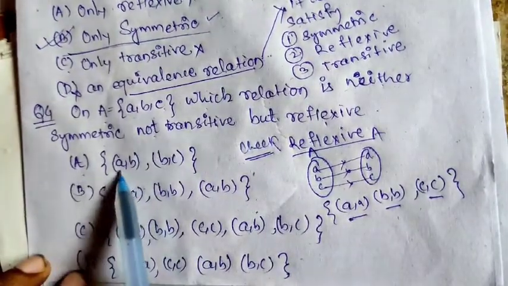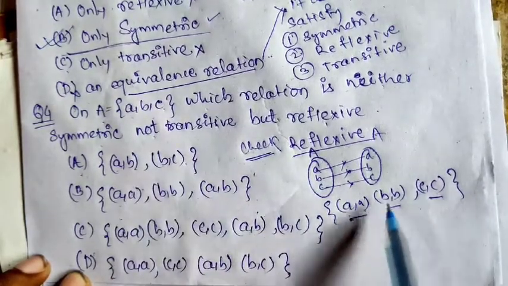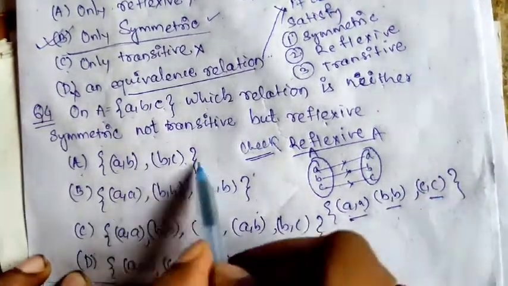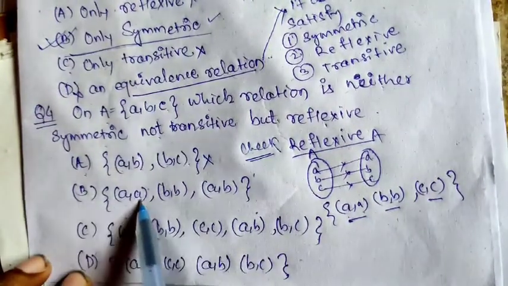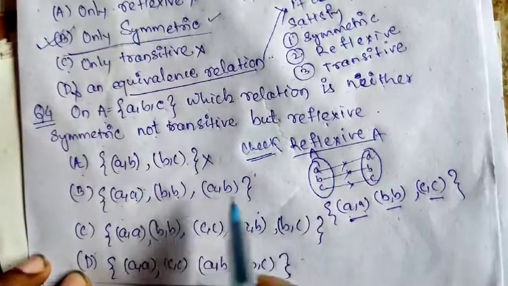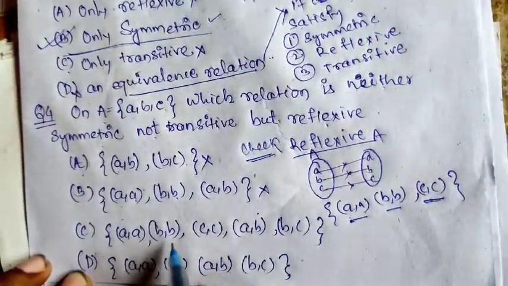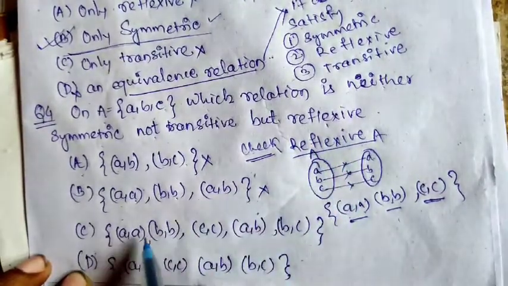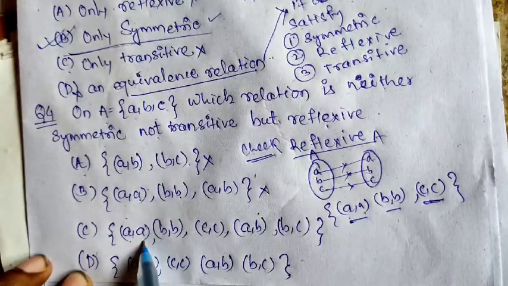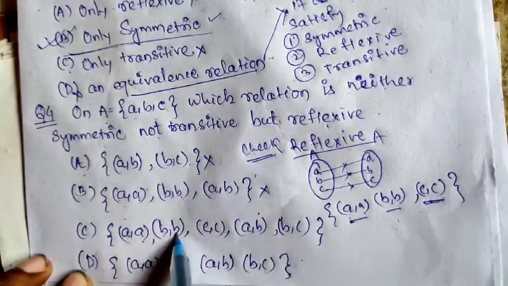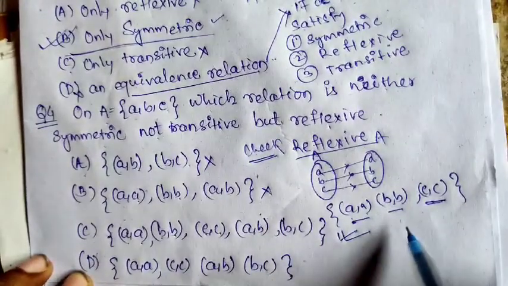In option A, (a,b) and (b,c) are present. Here (a,a), (b,b) and (c,c) are missing, so it is not the correct answer. In option B, (a,a) is present, (b,b) is present, but (c,c) is missing, so it is not a reflexive one. In option C, (a,b), (a,a), (b,b), (c,c) are present, so it is the right answer. Okay.